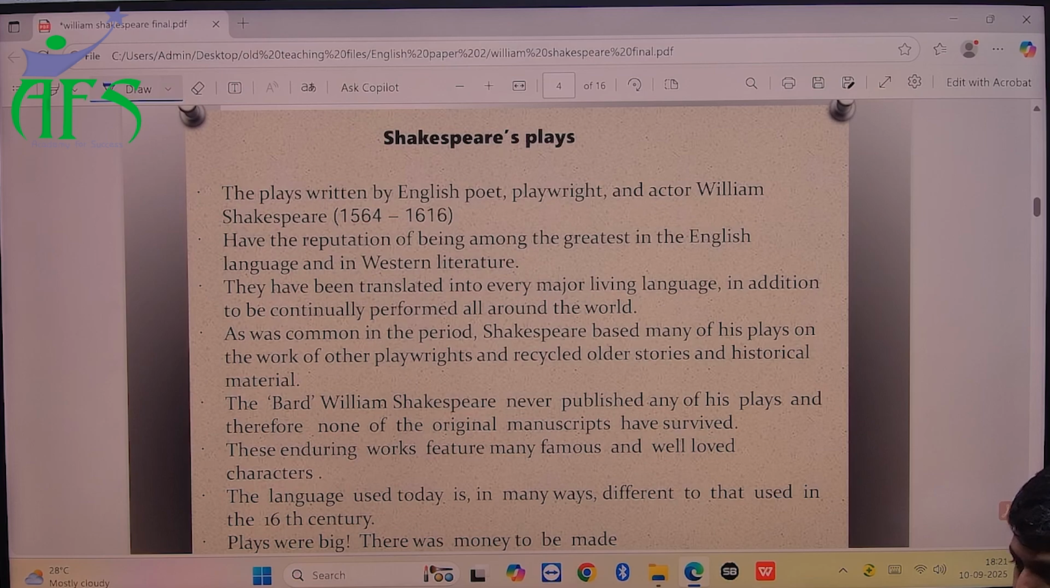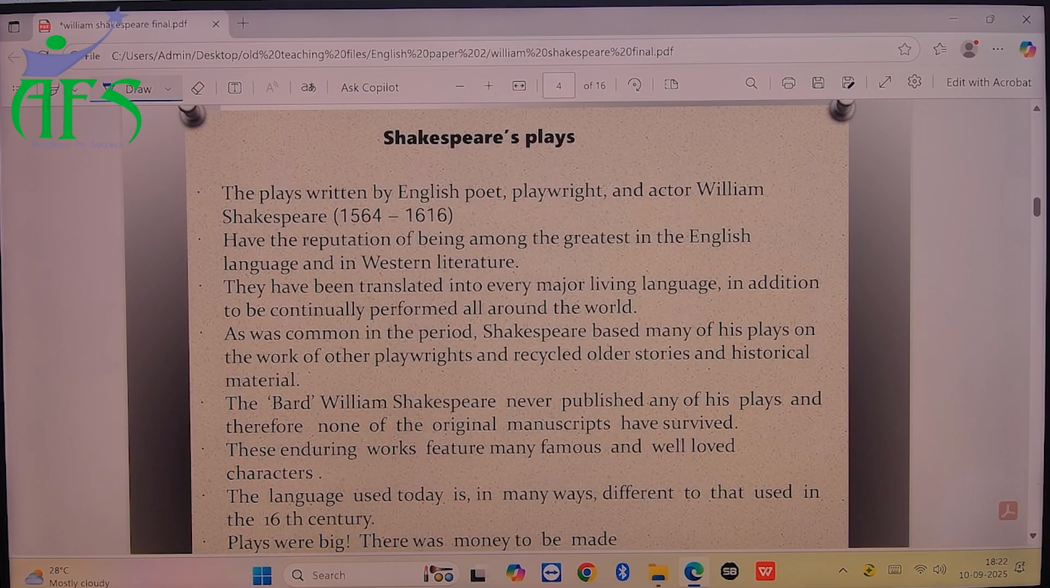So these things, some scholars took it as what we can call plagiarism. In today's language we can call it plagiarism, but it was not. That was very common in his period.